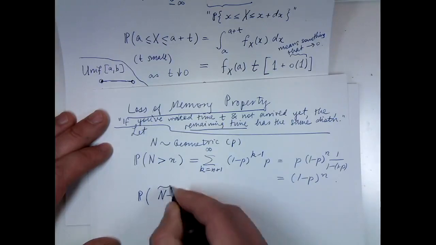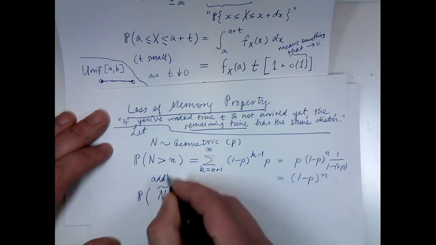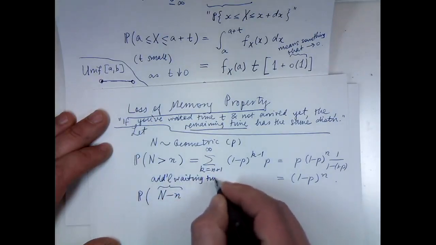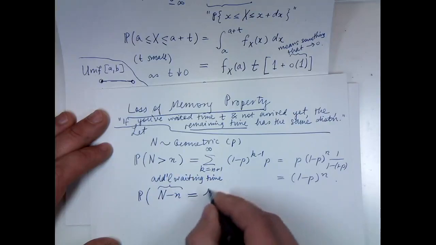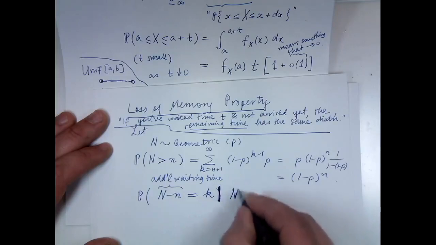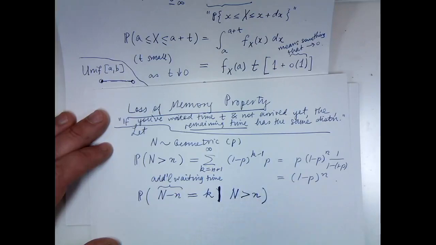Remember that this is the additional waiting time. So the probability that the additional waiting time is k, but I have to condition that I have already waited a certain number of times without success. So to say that capital N is greater than little n is to say that I have already waited n turns without success, because capital N is the first success. So if I've waited n turns without success, I know that it's strictly greater than little n.